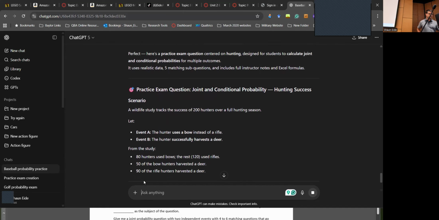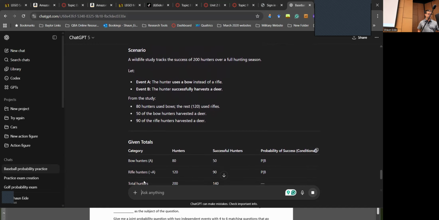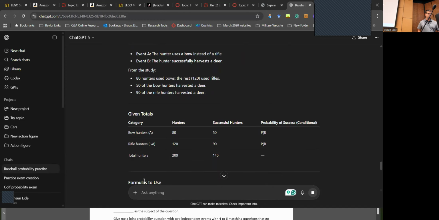Okay, a wildlife study tracks the success of 200 hunters over a full hunting season. Event A, the hunter uses a bow. Event B, the hunter successfully harvests a deer. So from the study, 80 hunters used a bow, and 50 bow hunters harvested a deer. 90 of the rifle hunters harvested a deer.